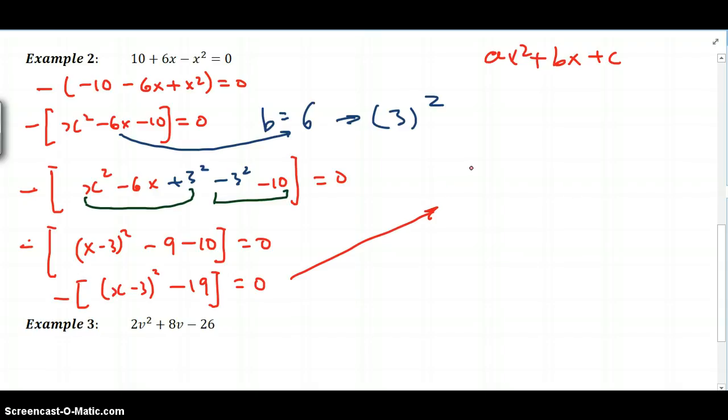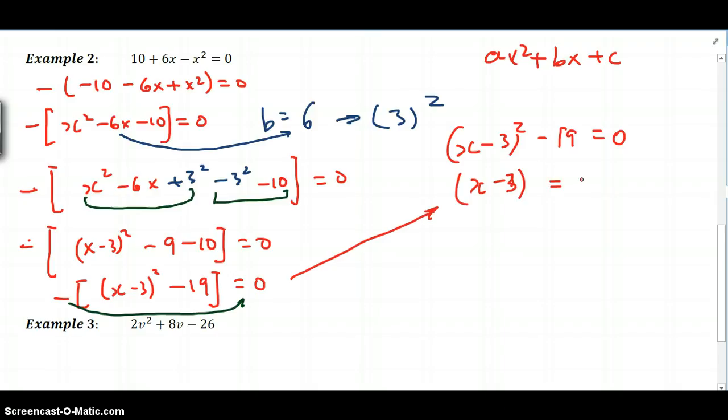So what we end up having is, if we take that negative out to the other side, if we cancel out the negative, it becomes x minus 3 squared minus 19 equals 0. So I'm just going to pretty much divide by minus 1, and 0 divided by minus 1 is just 0. So the next step is to rearrange so that we get x minus 3, and that's in brackets, equals 19.